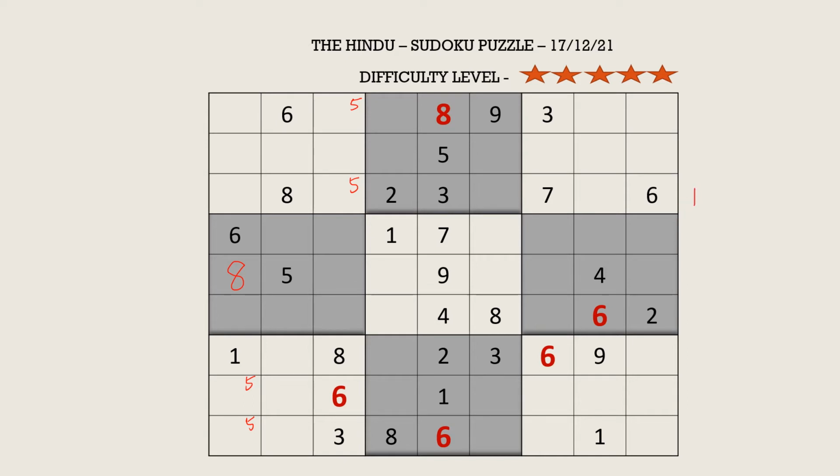1, 4, 5, and 9. So if you take this cell, you have 1, 4, and 9 blocking. So this cell takes 5. So that cancels out the 5 here, and this becomes 5.